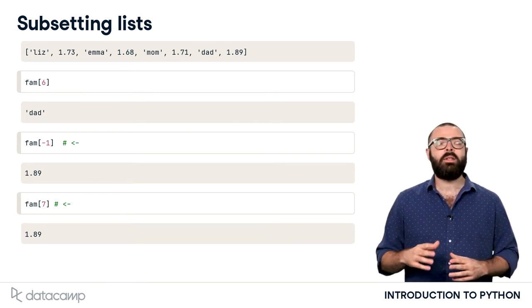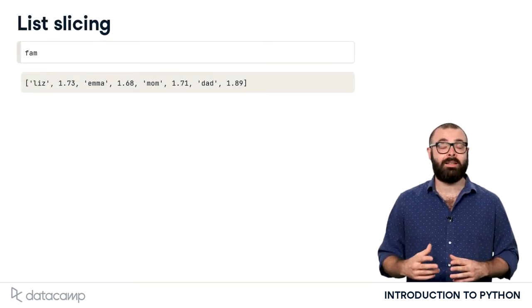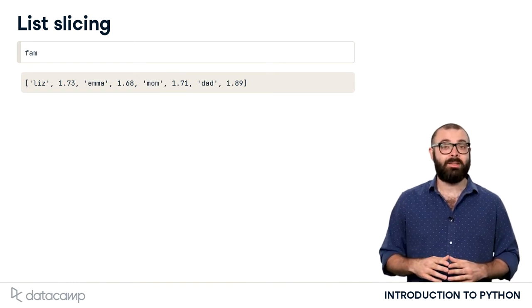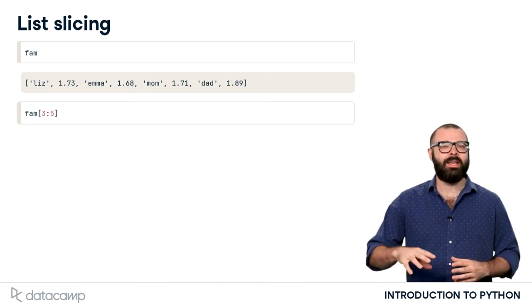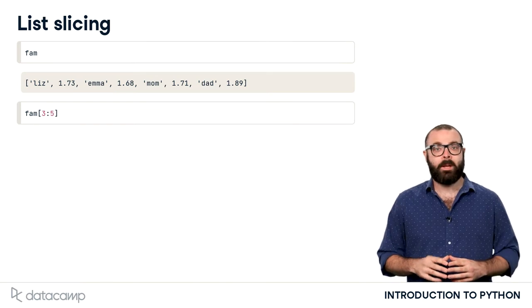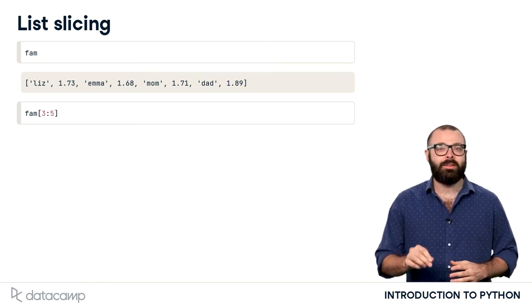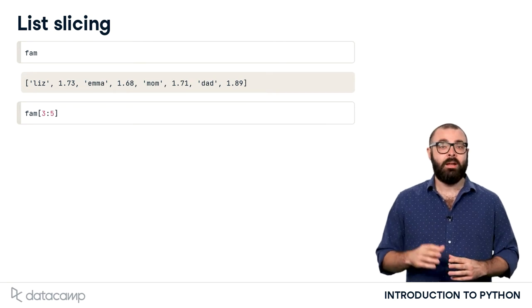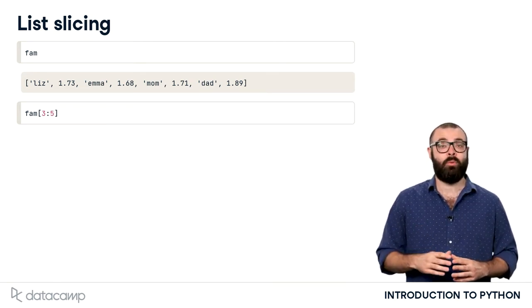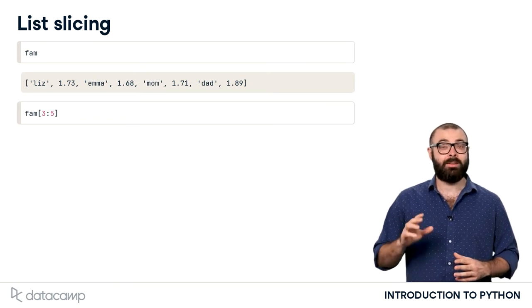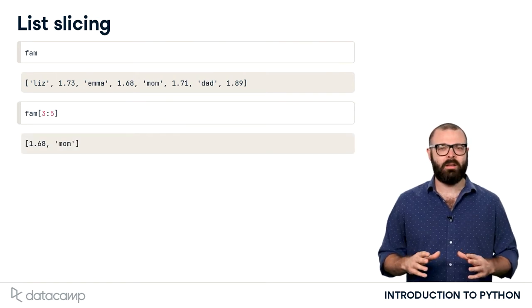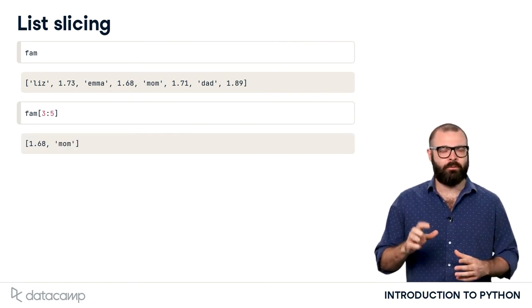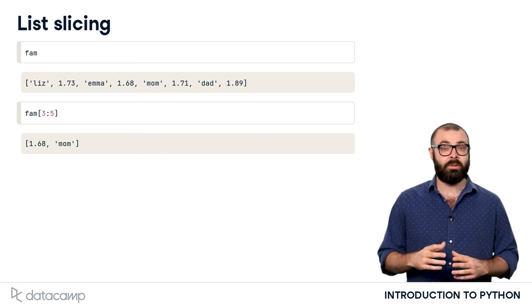Apart from indexing, there's something called slicing, which allows you to select multiple elements from a list, thus creating a new list. You can do this by specifying a range using a colon. Let's first have another look at the list and then try this piece of code. Can you guess what it will return? A list with the float 1.68, the string mum, and the float 1.71, corresponding to the fourth, fifth, and sixth elements in the list, maybe? Let's see what the output is. Apparently, only the elements with an index 3 and 4 get returned. The element with index 5 is not included.